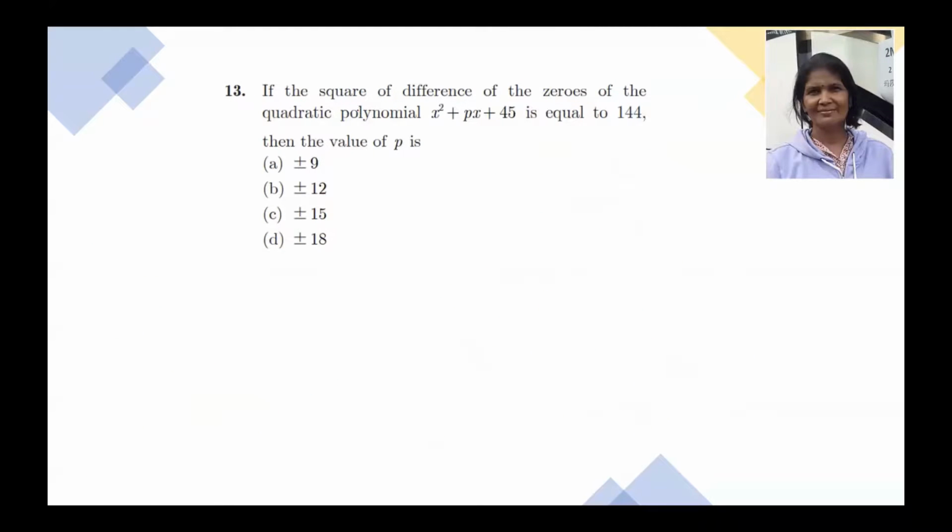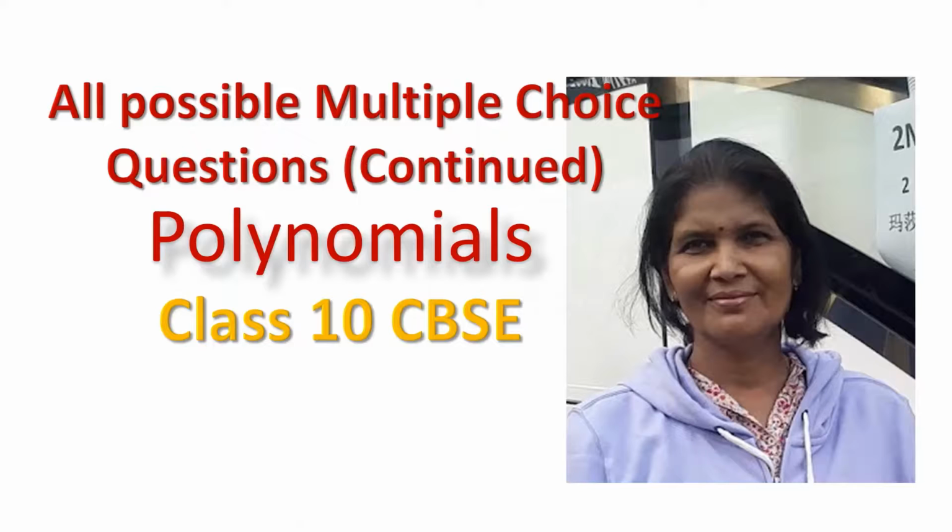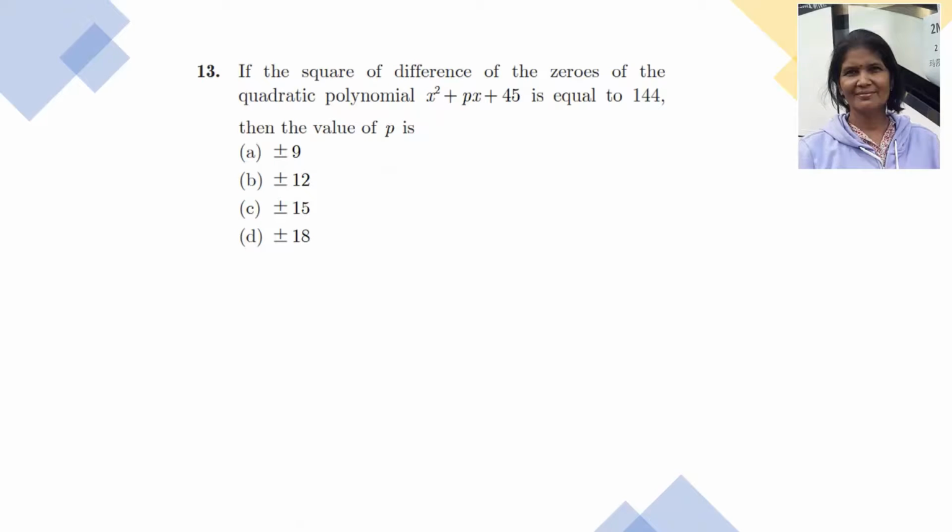The square of difference. Let us continue. Question number 13. If the square of difference of the zeros of quadratic polynomial x square plus px plus 45 is equal to 144, then the value of p is plus minus 9, plus minus 12, plus minus 15, plus minus 18.